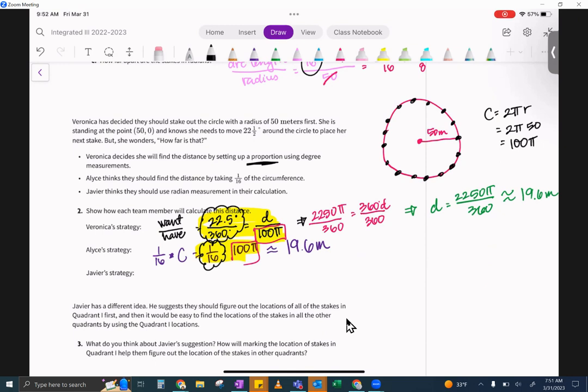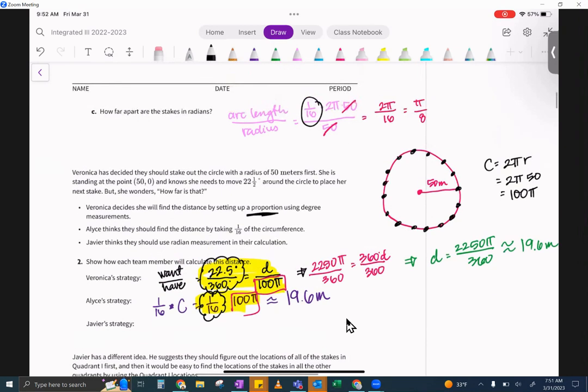Okay. So lastly, Javier thinks that they should use radian measurement in their calculation. So the radian measurement that we got up here was pi over 8. Does that make sense?